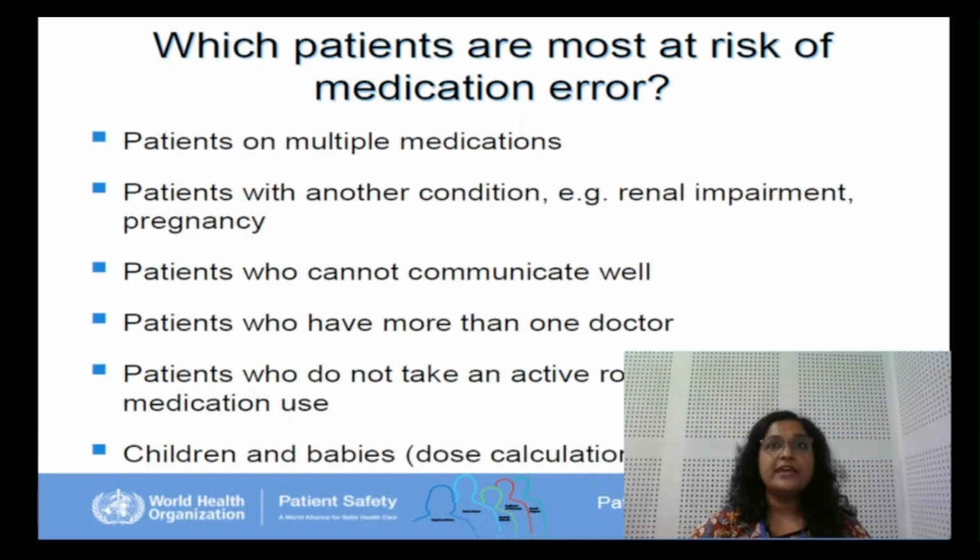The most obvious and common has to be complicated medication regimes. Patients who are on multiple medications are most likely to experience some form of error. Comorbidities or pregnancy. Patients who may be unable to communicate well, maybe from a disability or following events like a stroke or a traumatic brain injury, or it may be an elderly patient with dementia.